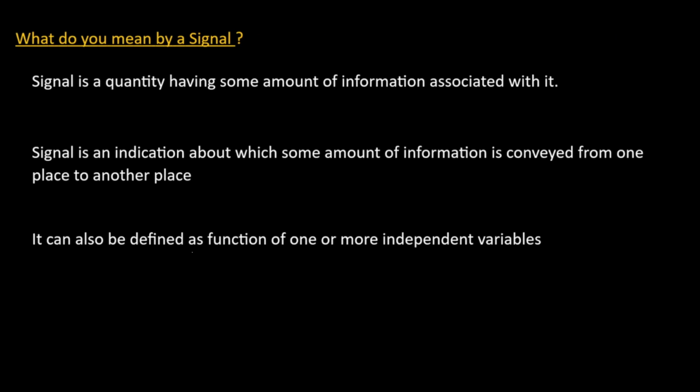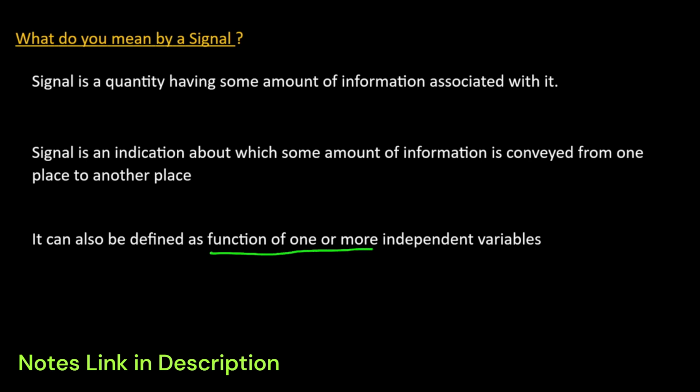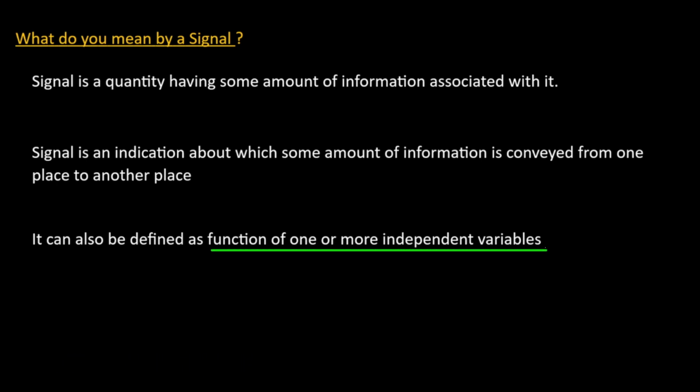First, what is the definition of a signal? We can define a signal in many ways. Mathematically, we can define a signal as a function of one or more independent variables. So this is a mathematical formula.